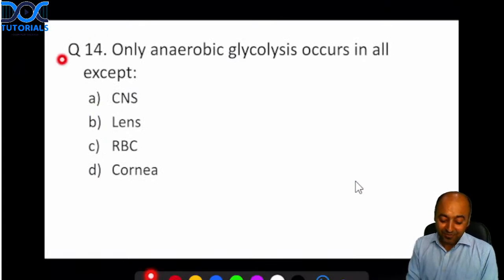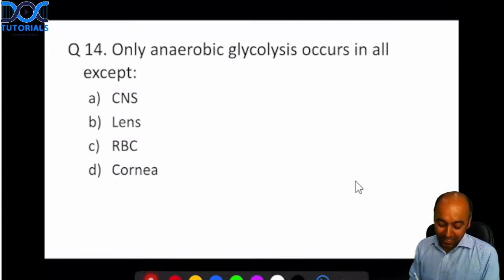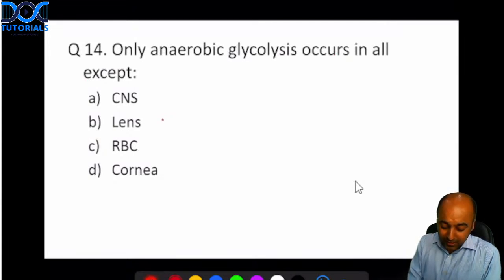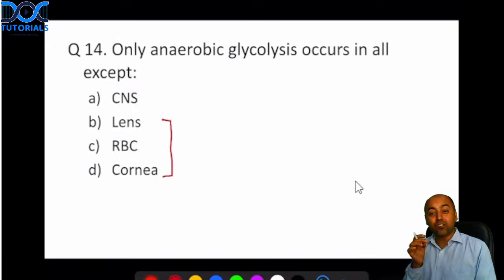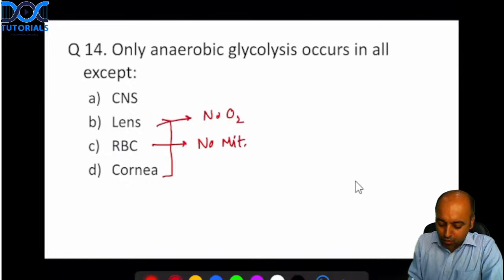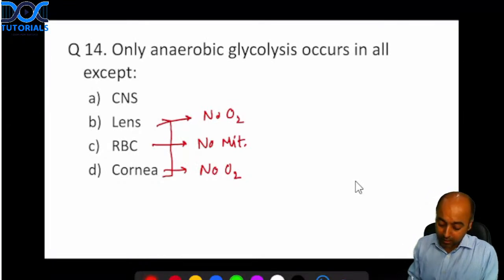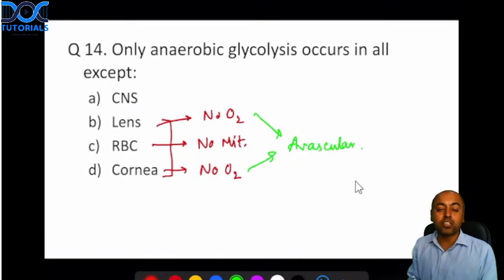Tricky question. Only anaerobic glycolysis occurs in all except. Please note, lens, RBC, cornea, they have purely anaerobic glycolysis. Why? In RBC there is no mitochondria. In lens there is no oxygen. In cornea there is no oxygen. Why? They are avascular structures. The lens and cornea are avascular structures, so they do not get the oxygen.